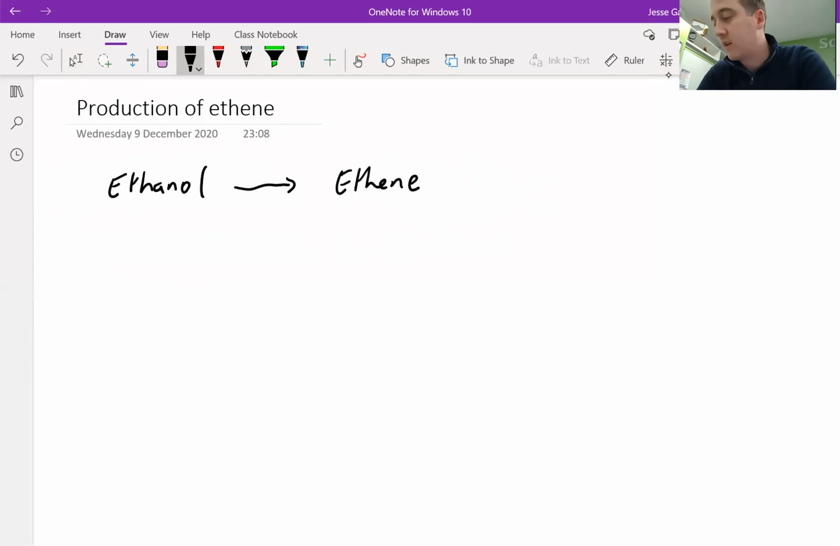Now how do we do this? How does this just happen? Well, ethanol will break down into ethene in the presence of a catalyst called aluminium oxide. Al2O3 is the formula for aluminium oxide. Now, this is a catalyst.